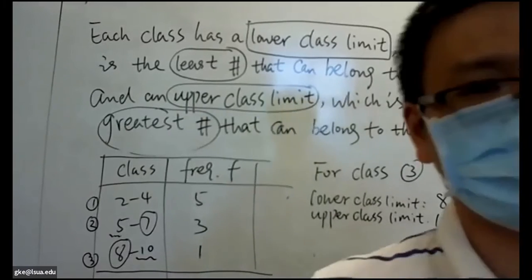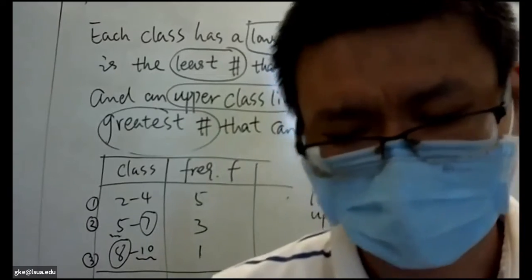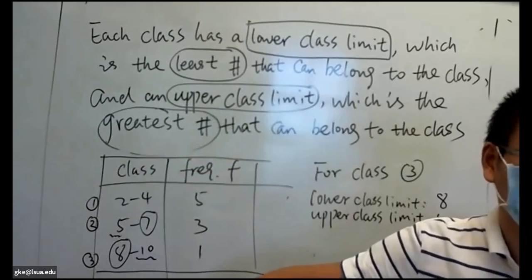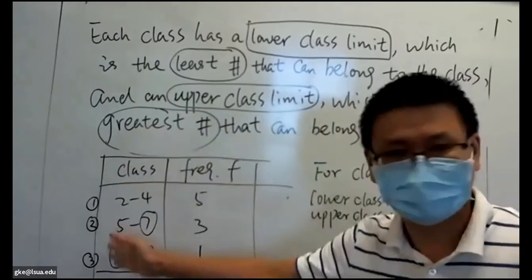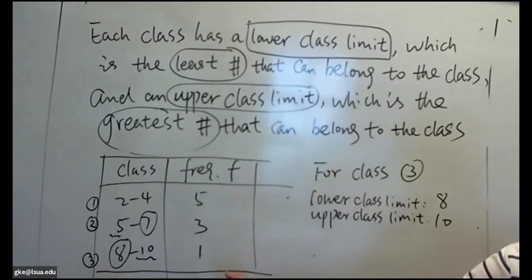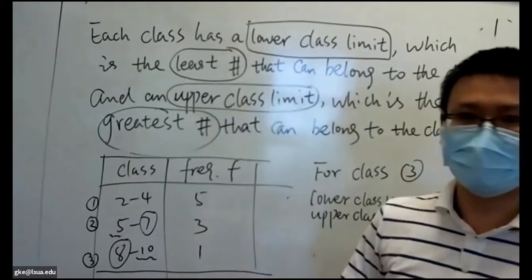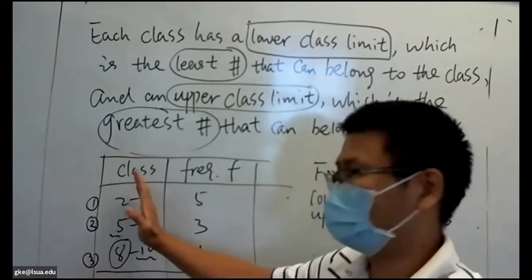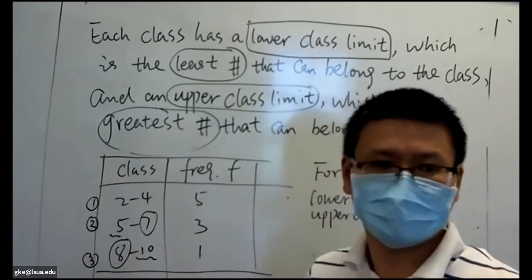So if you want to check the lower class limit and the upper class limit, you always need to check this column. Don't check this column. I think some of you may say, hey, here. No, it's about this class limit, about the class. It's not about the frequency. Here's the frequency. So the lower class limit is going to be this side, and the upper class limit is going to be the second column.